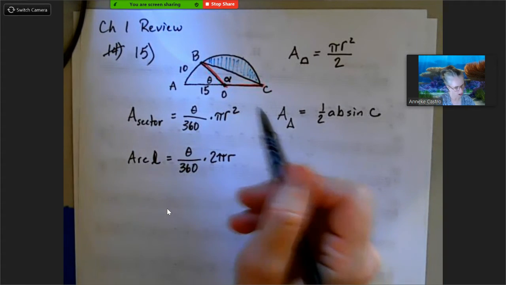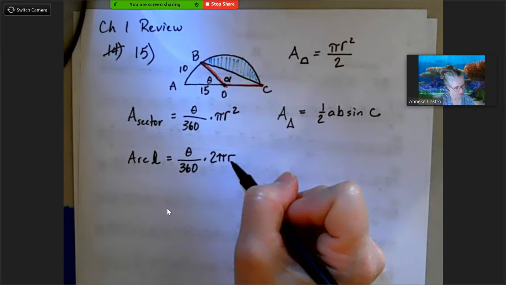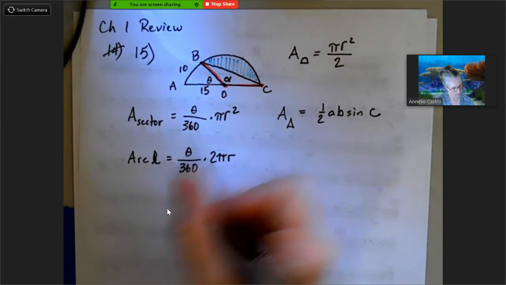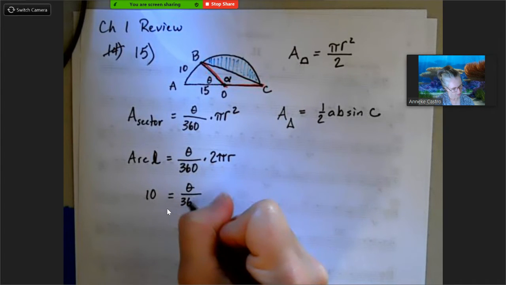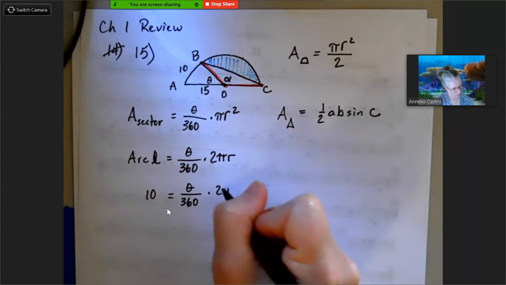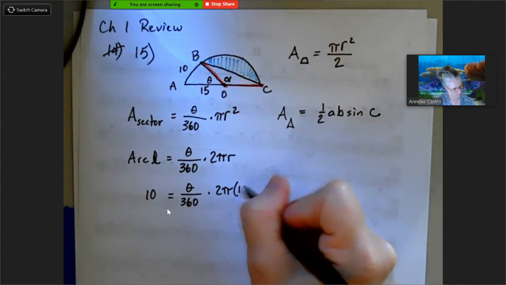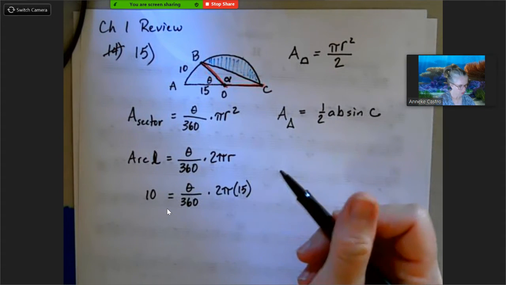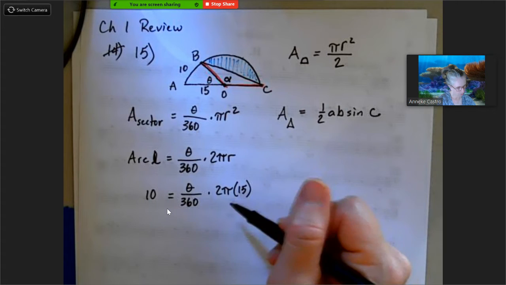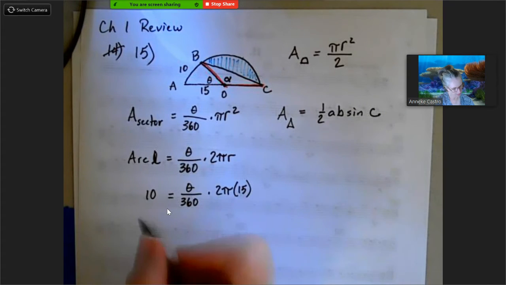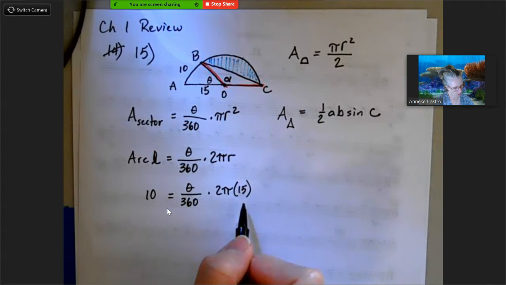Okay, so I know the radius and I know the arc length. So the arc length is 10, theta over 360 times 2 pi, and I know the radius is 15. I need to get theta by itself, so I'm going to multiply both sides by 360 and then divide both sides by 2 pi 15.